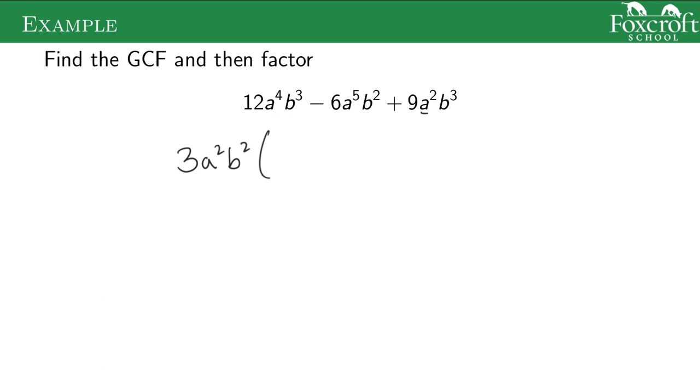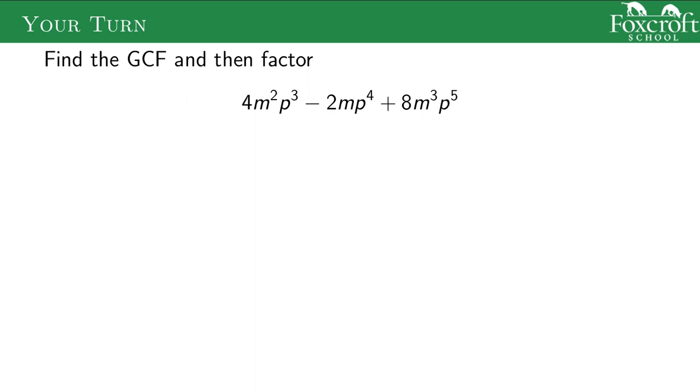And what's going to be left behind? 12 divided by 3 is 4. I have 4 a's, I'm getting rid of 2, so there's 2 left over. I had 3 b's, I'm getting rid of 2, there's 1 left over. Then 6 divided by 3 is 2. I'm getting rid of 2 a's, so there's 3 left over. And I got rid of both of the b's that were there. And then 9 divided by 3 is 3. I got rid of both a's. There's 3 b's, I'm getting rid of 2, there's 1 left over. So just think about what these all have in common. That's what's going to go in the front. And whatever's left over is still going to be in the parentheses.